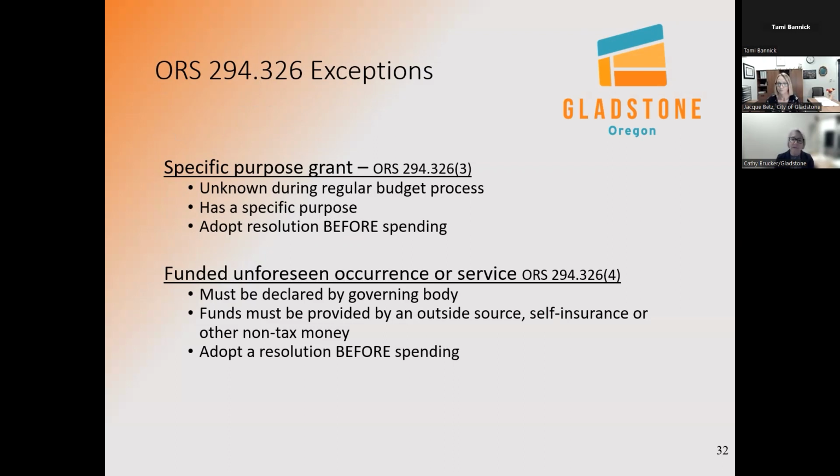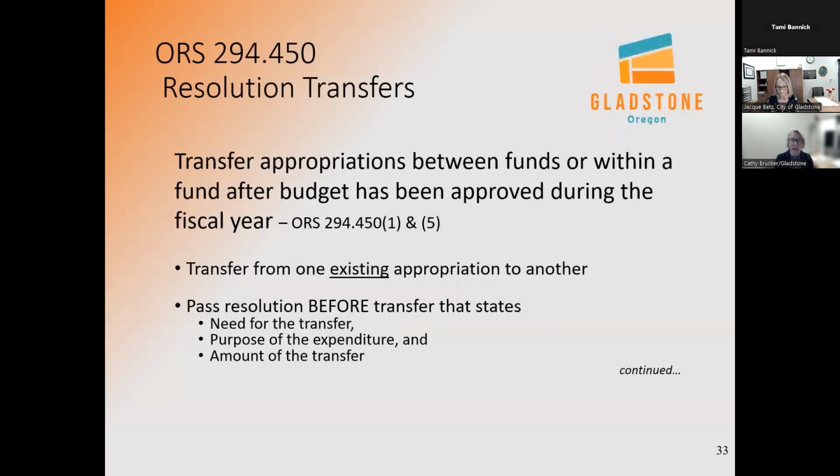If you have a funded unforeseen occurrence or service that's declared by the governing body, funds must be provided from an outside source, and we must adopt a resolution before spending. Next slide. We have resolution transfers between departments, and the explanation necessary within the resolution, and it must keep the budget at existing levels, no increases overall, basically just moving money from one fund or department to another. Next slide.